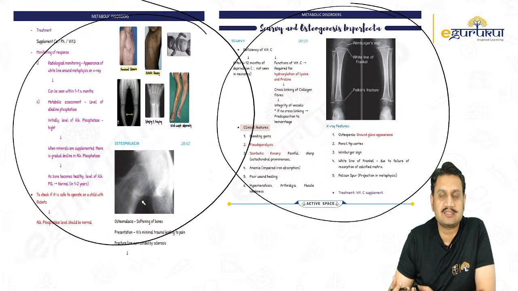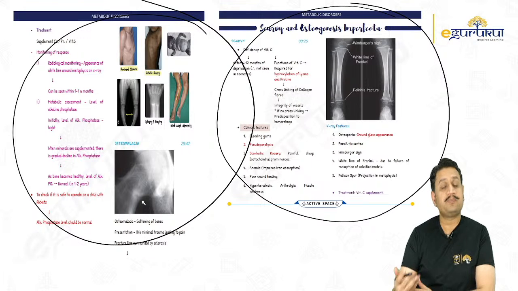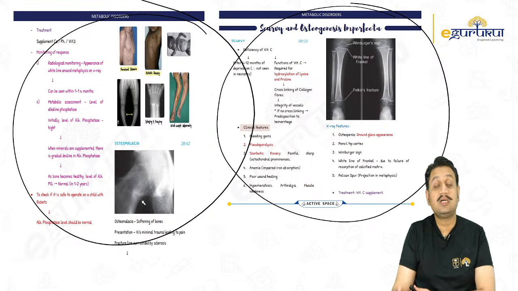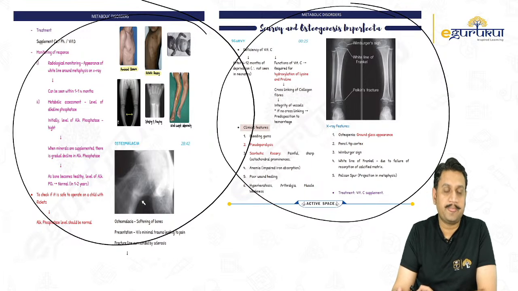We also discussed the differentiation between the white line, the widening of the bone, the bending of the bone, the bowing of the bone. So rickets, osteomalacia, scurvy. These are the screenshots from the eGurukul, and you might have noted them in your class notes also.